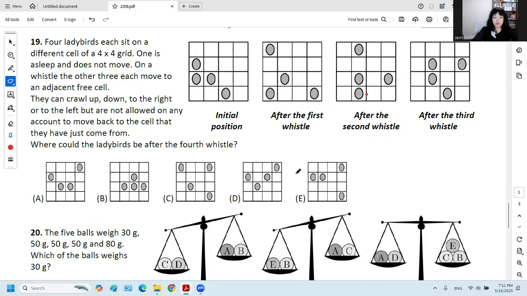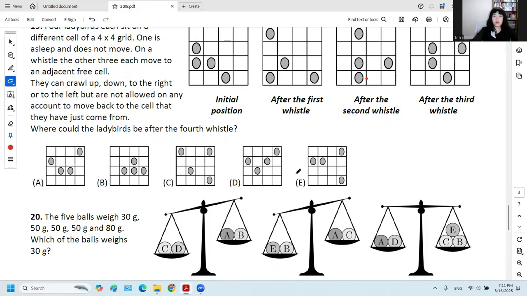Okay, so E. If E was the answer, then right now this moved right. Yes, it did not come from the right. So this is good. The ladybird that is asleep moved, so E is not the answer. D. The ladybird that is asleep did not move. Good. Okay, so this one right here, it could have moved up 2, so this is also not the answer.